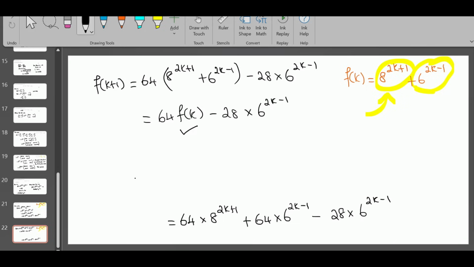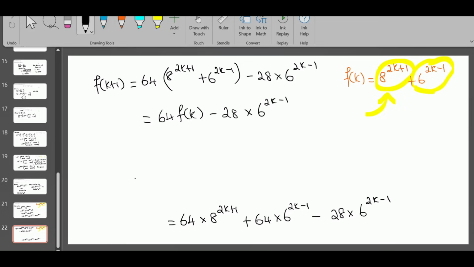This is divisible by 7 and this is also divisible by 7 because 7 fours are 28, right? So when you add two numbers which are divisible by 7, when you add or subtract them, you are going to get a number which is going to be divisible by 7. For example, let's say 49 is divisible by 7. 14 is divisible by 7. When you subtract, you are going to get 35, which is also divisible by 7, right?